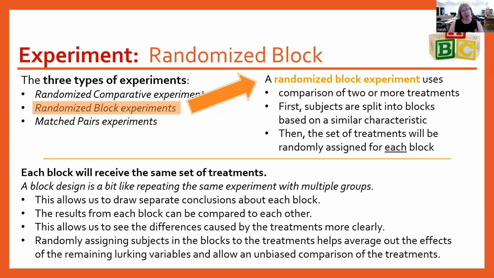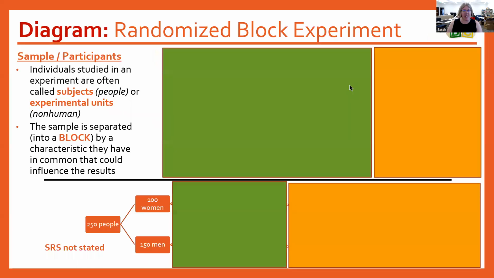So we can look and see if we have an overall pattern or if the pattern is specific to each group. This allows us to see the differences caused by the treatments more clearly. And in technical terms, randomly assigning subjects in the blocks to the treatments helps average out the effects of the remaining lurking variables and allows an unbiased comparison of treatments. So let's take a look at what this design is going to look like.